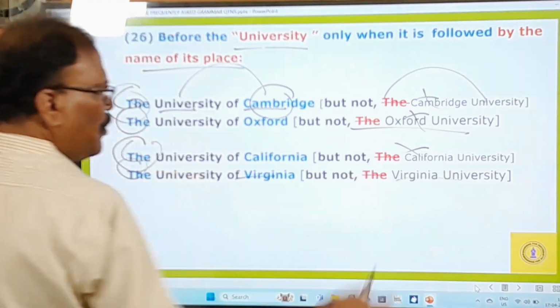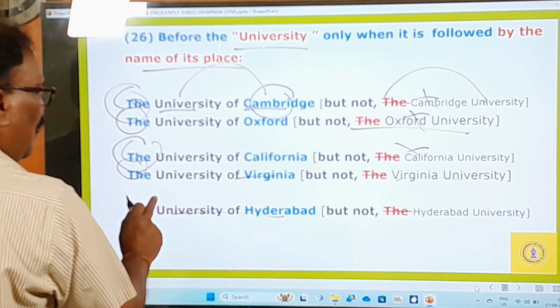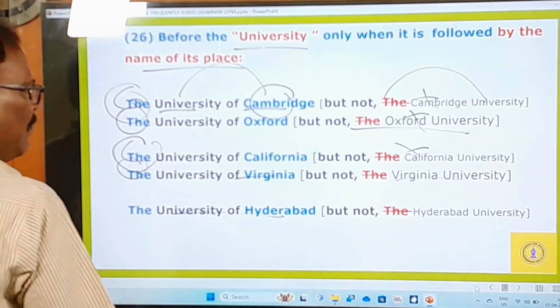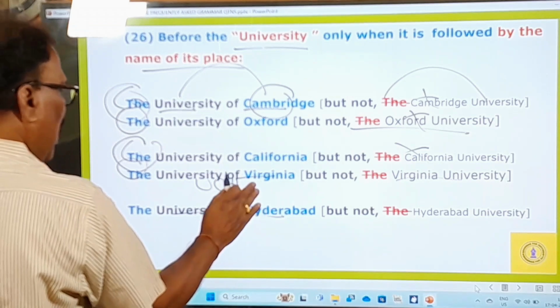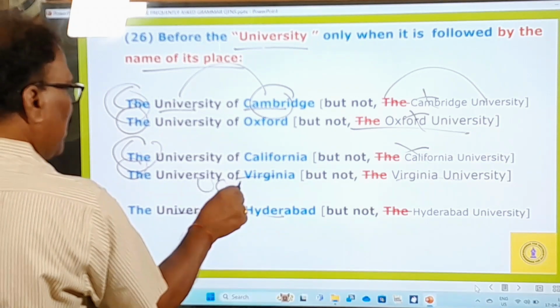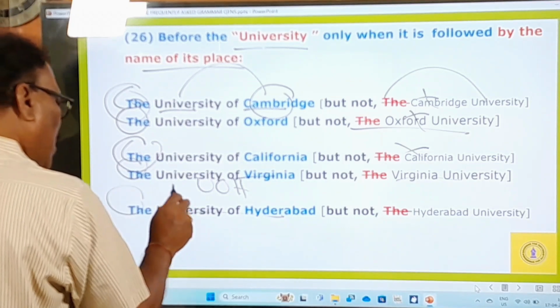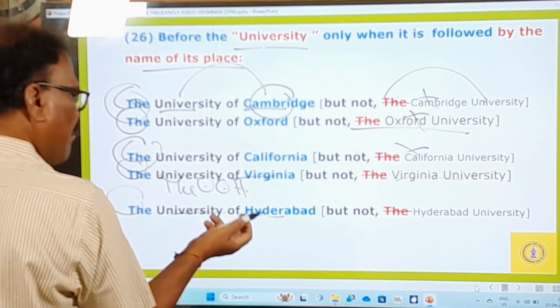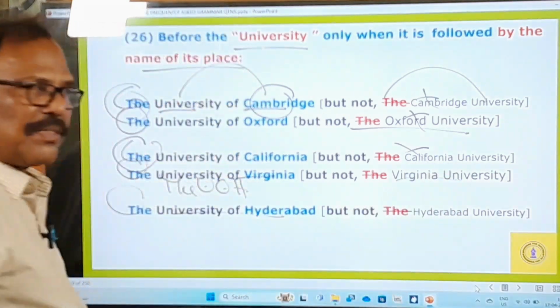The Virginia University, you should not say. Similarly, the University of Hyderabad. They say UOH or HO, Hyderabad University. University of Hyderabad, UOH is that thing. Then you have to say the UOH. That's correct. The University of Hyderabad is correct. The Hyderabad University is not correct.